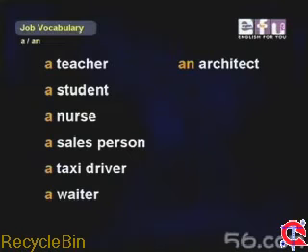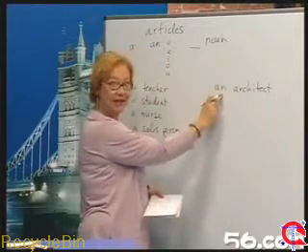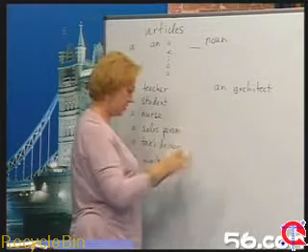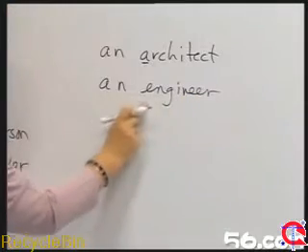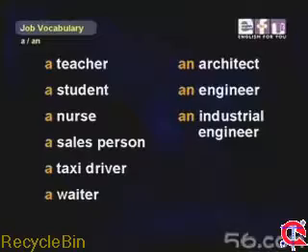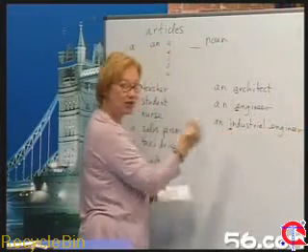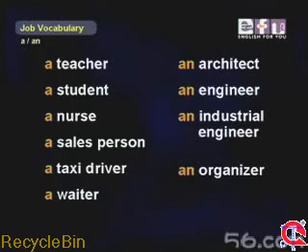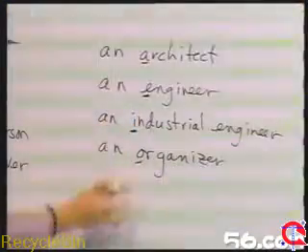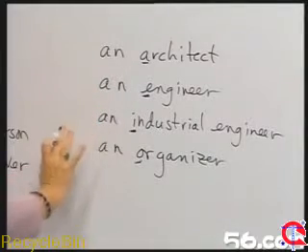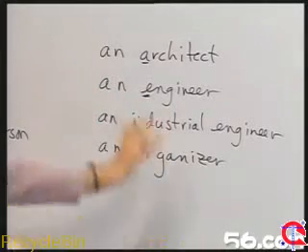Now we have an architect. An architect because of the A. An engineer. An engineer because of the E. An industrial engineer. And an organizer. Okay? A-E-I-O. So, an architect, an engineer, an industrial engineer, an organizer.